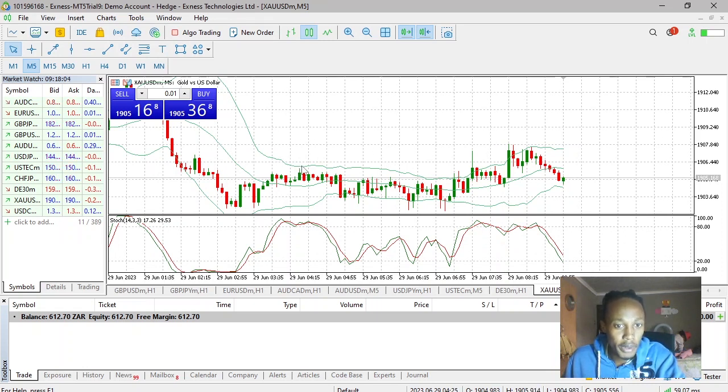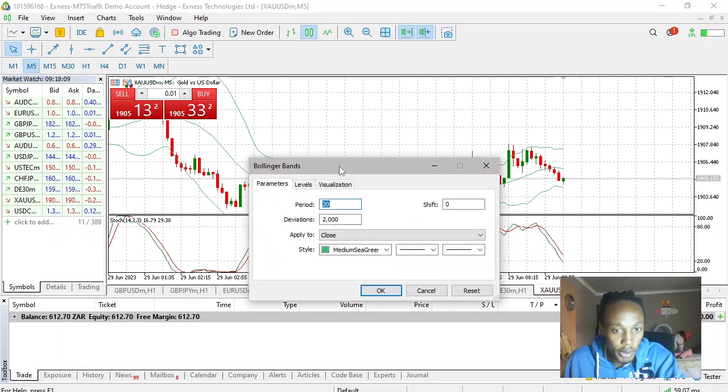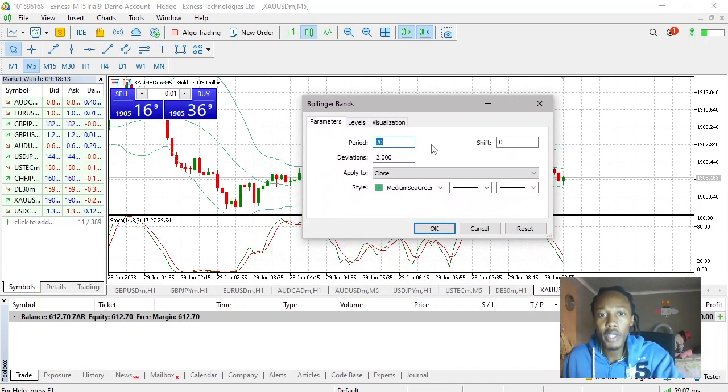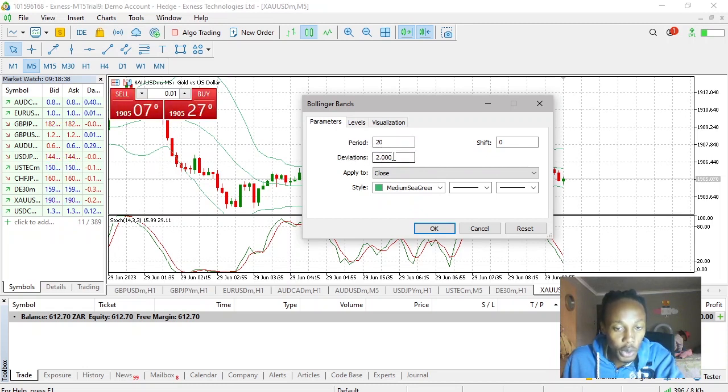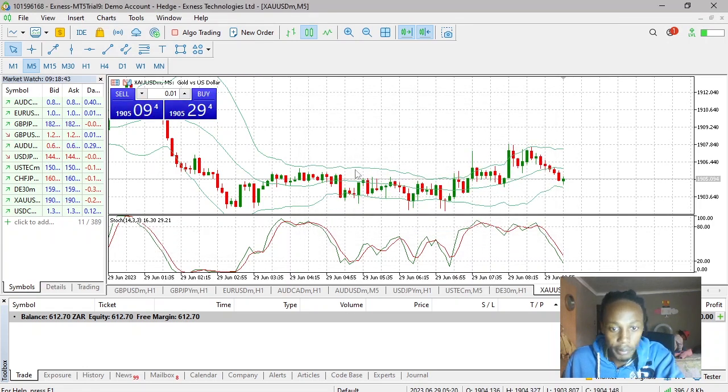So we have Bollinger Bands. Let me show you the settings of my Bollinger Bands. Let me double click on it. You can see the period is 20. Then the deviation is 2. Then apply to is on close. Then you can use any color of your choice. I decided to use lime green. Then you say okay. After applying these settings: period 20, deviation 2, apply to close, you say okay.